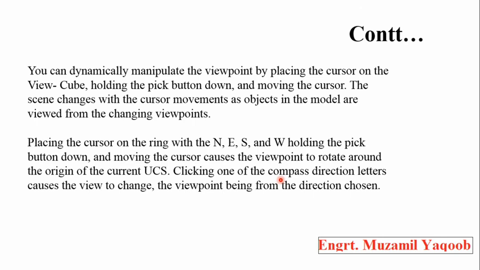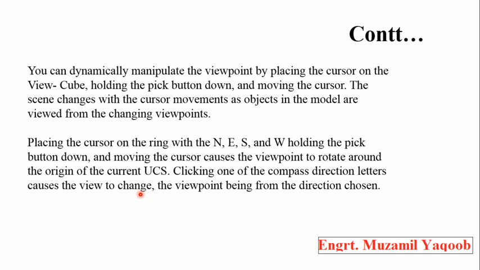You can dramatically manipulate the viewpoint by placing the cursor on the view cube, holding the pick button down and moving the cursor in the direction you want, and then seeing the change with the cursor movement as objects in the model are viewed from the changing viewpoint. Place the cursor on the ring with the directions shown: N means north, E means east, S means south, and W stands for west. Holding the pick button down and moving the cursor causes the viewpoint to rotate around the origin of the current UCS.